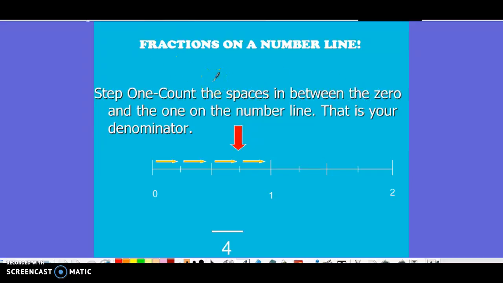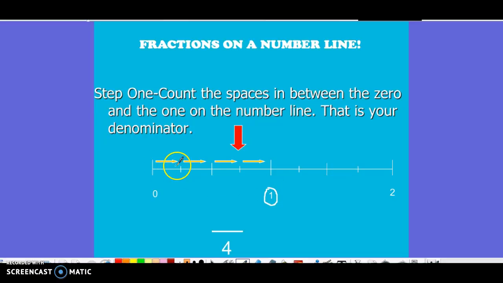Step 1, you've heard me say this in a previous video or in class, is to count the spaces in between the 0 and the whole number 1. So you want to make sure you're locating the whole number, and as long as your fraction point is before that whole number 1, you have a fraction and not a mixed number. So step 1 is count these spaces.